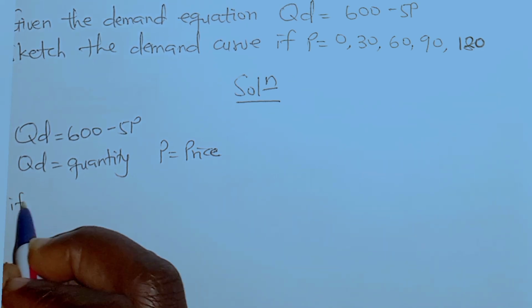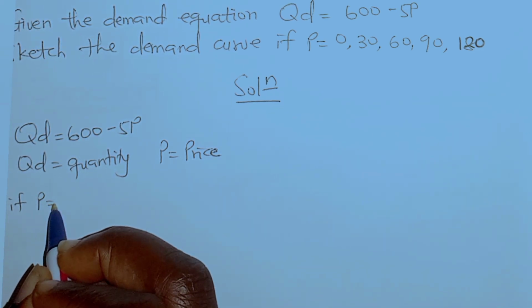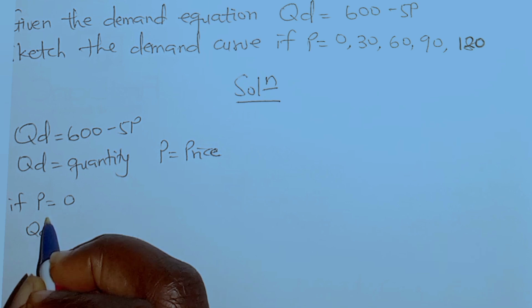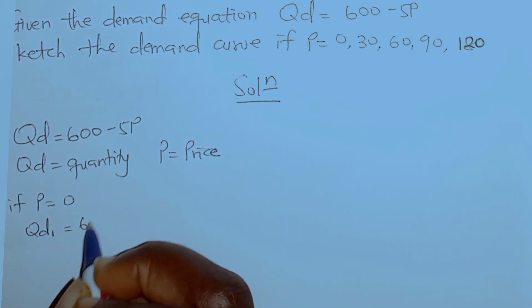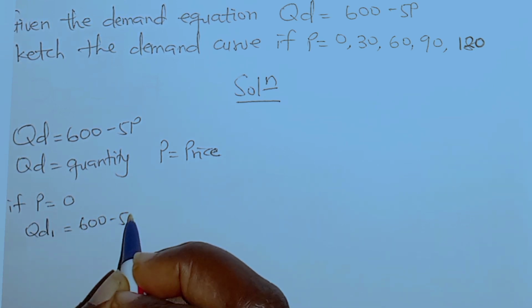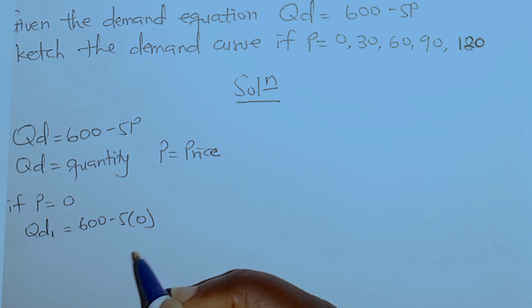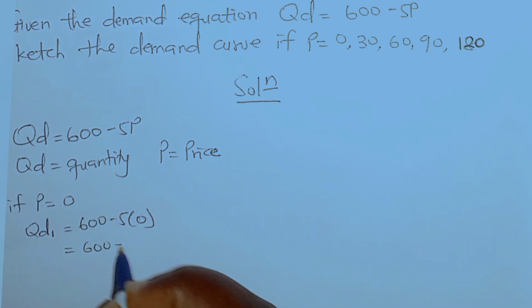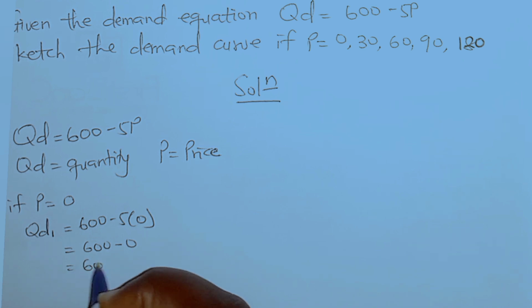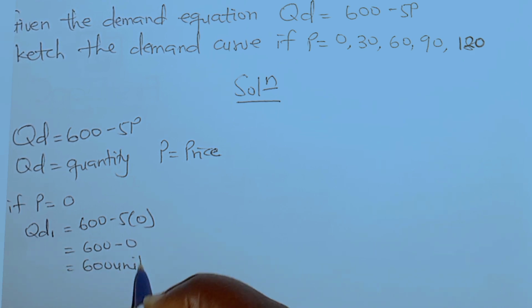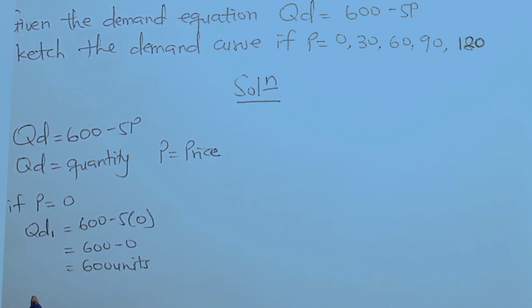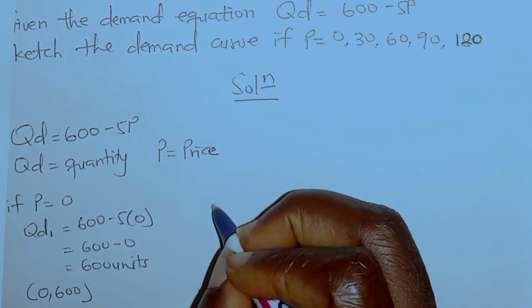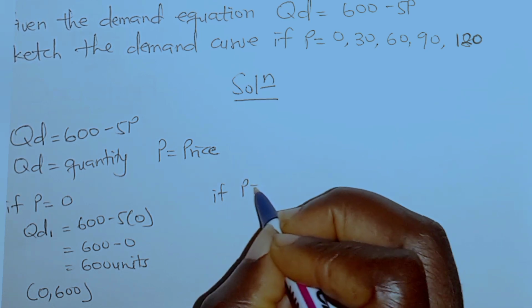The first step is to find the individual quantities given the prices. So all you have to do is insert the figures for the prices in the equation to find the quantities. Now our first quantity is 600 minus 5 into 0, which is obviously 600 units. Therefore, if price is 0, quantity 1 is 600.